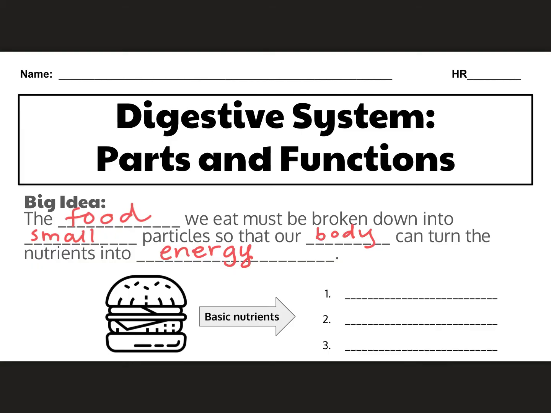Now, when we eat something like a hamburger or when we eat anything, our body breaks it down into 3 basic ingredients. Those are sugars, protein, and fat.